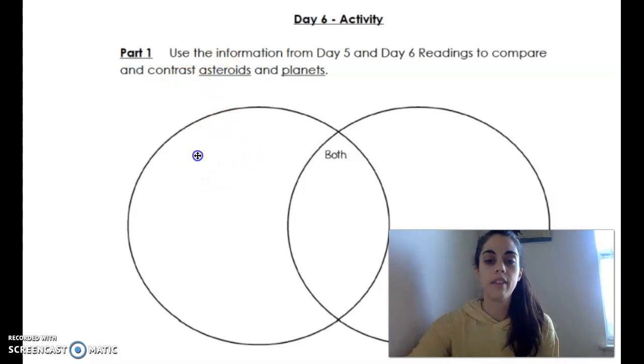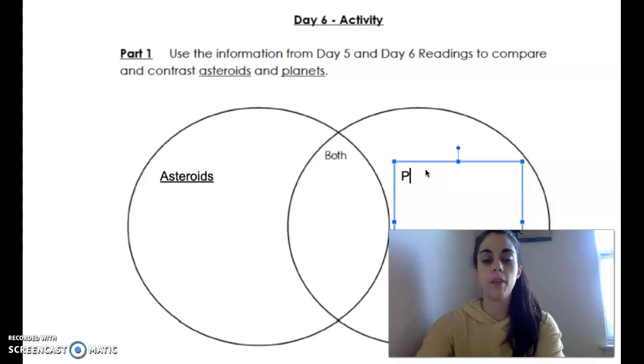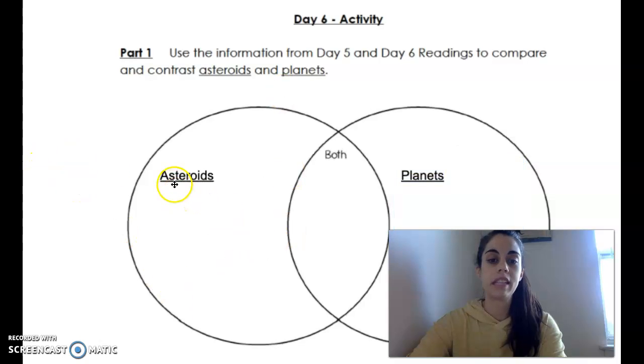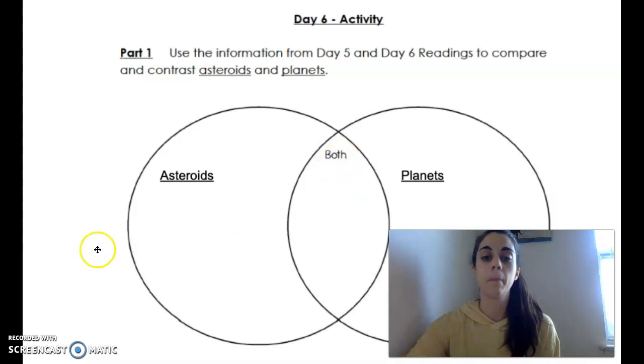So on this side, we're going to write asteroids. Please label it on your paper. And on the other side, we're going to write about planets. Please label it on your paper. So we're going to compare and contrast asteroids and planets. Here we'll write what is different. And here we'll write what is the same, what they both have in common.